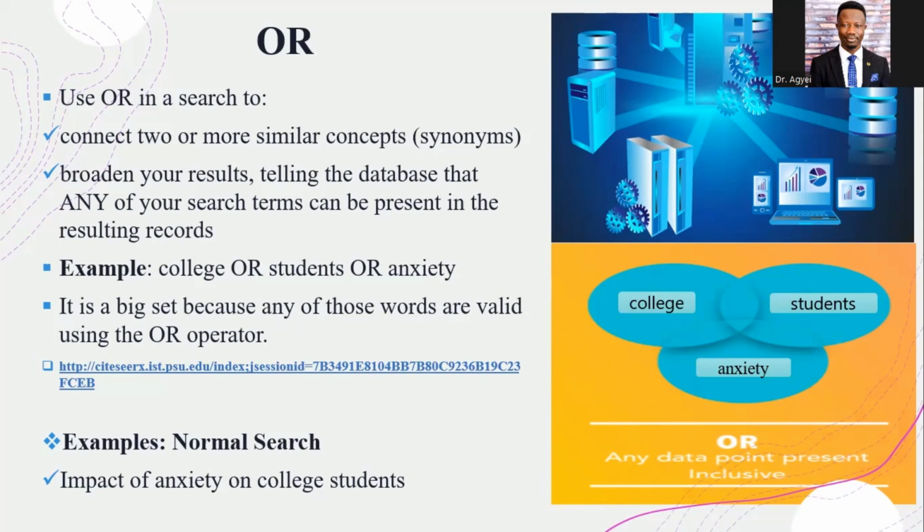So if you want to do a broad database search, whereby you are not specific about certain things, but you want to get materials about college, anxiety, students, then use the Boolean word OR, and that one will help you to get as much data as you want. So if you like, you can compare the AND and the OR search, and it will help you to see the difference. So we say that the OR will bring everything from the database, okay?